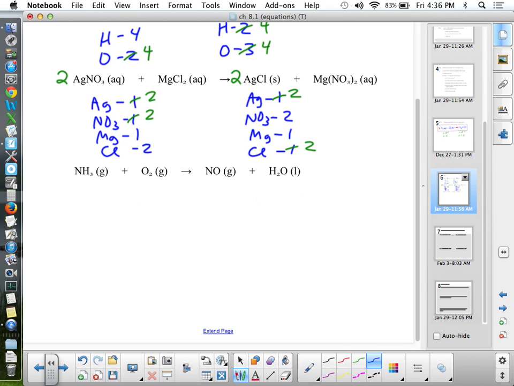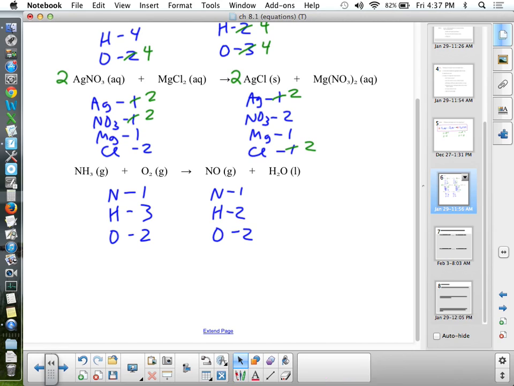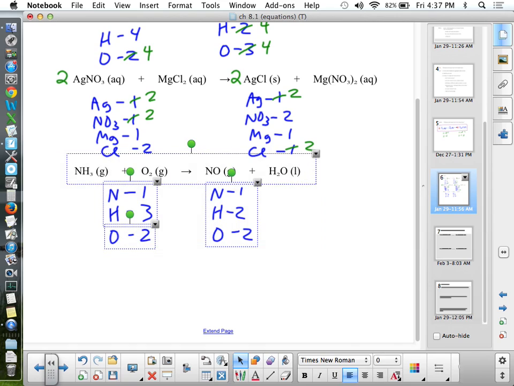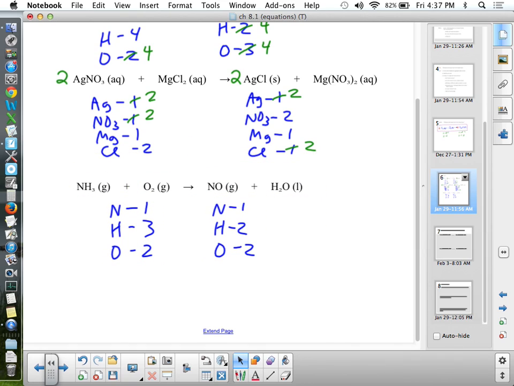Ammonia reacts with oxygen to form nitrogen monoxide and hydrogen. I'll do my atom inventory. 1 nitrogen, 3 hydrogens, 2 oxygens on the reactant side, 1 nitrogen, 2 hydrogens, 2 oxygens on the product side. Let's make a little bit of space here. Okay. Let's see. Nitrogen is balanced, hydrogen is not, and oxygen is. I'm going to leave oxygen for the last, and let's balance hydrogen.